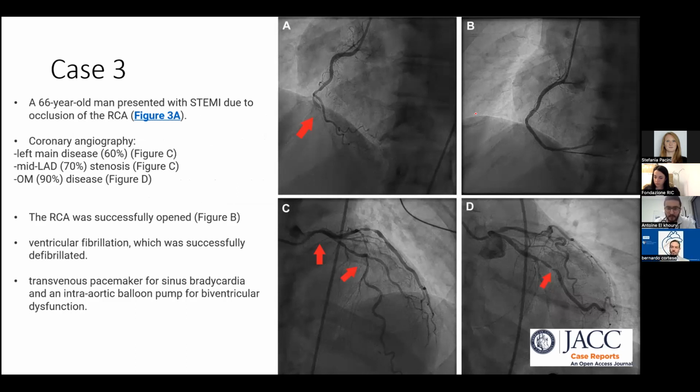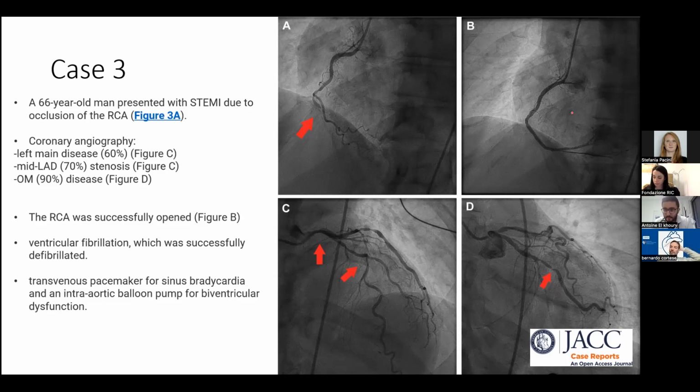As you can see in figure A, we have an occlusion of the right coronary artery, but we also had disease in all the vessels. It was a 3-vessel disease. We had disease in the left main, 60% stenosis, and disease in the mid LAD, 70% stenosis, as you can see in figure C. And we also have disease in the obtuse marginal artery, which was a severe disease of 90%.